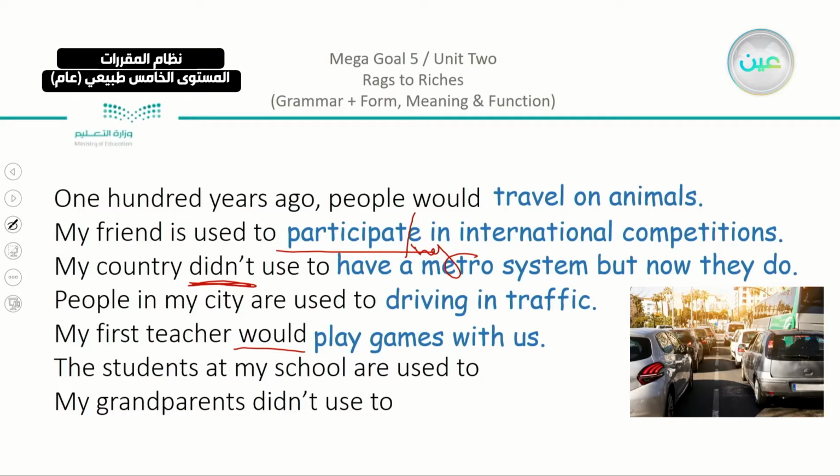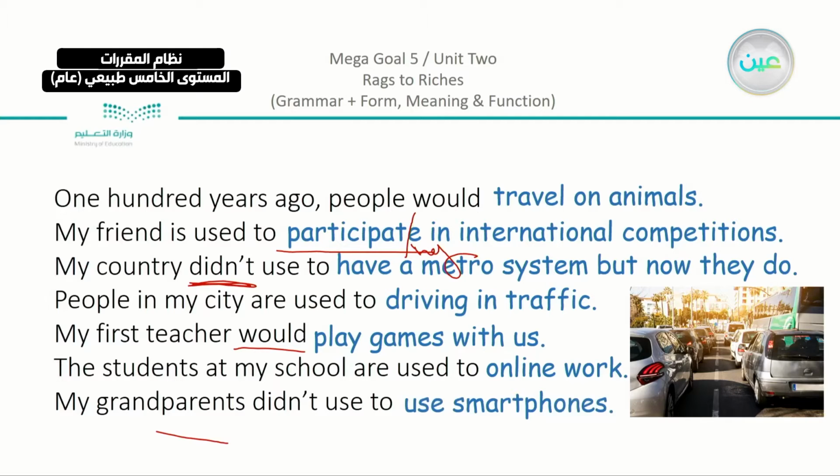The students at my school are used to online work. And we have here, my grandparents didn't used to. The last one is going to be, okay, just a minute. We have here, yes, use smartphones. So we have here also use is in the base form. Moving on.